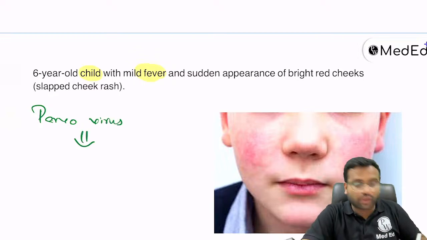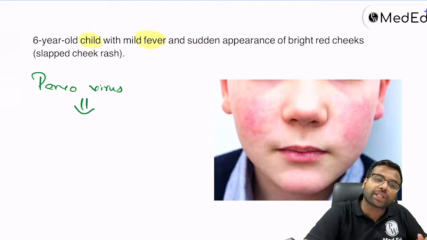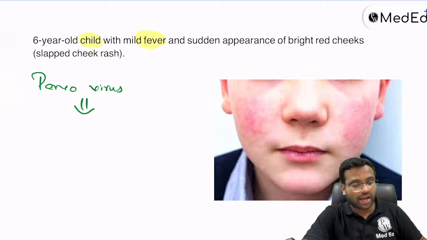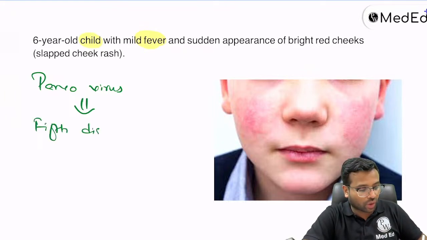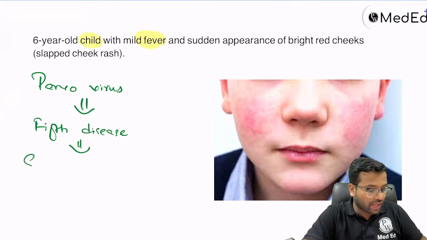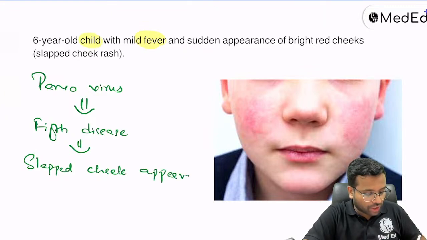Now which infection is this? There is a viral infection by parvovirus, and this is called as the fifth disease. It is called as a fifth disease. In fifth disease, what do you see? We get a slapped cheek appearance. Slapped cheek appearance.